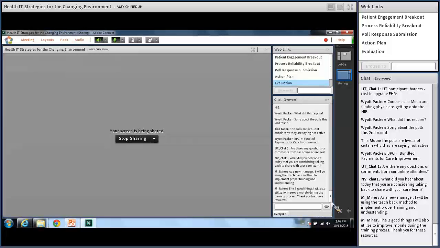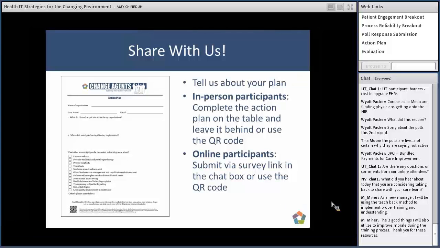A couple of ideas are coming in through the chat. As a new manager, I will be using the teach back method to implement proper training and understanding. Also, the 3 good things I will use to improve morale during the training process. Some good ideas. What we'd like to do now is capture those wonderful ideas.